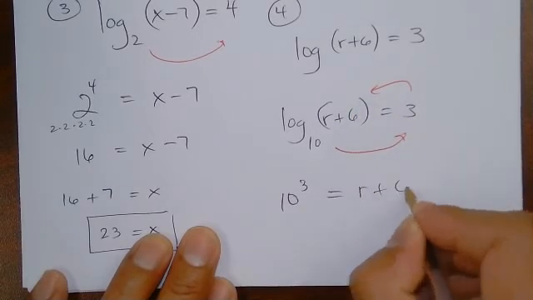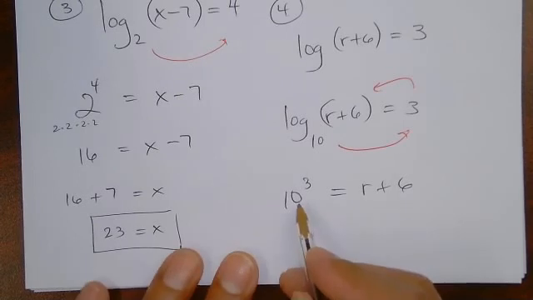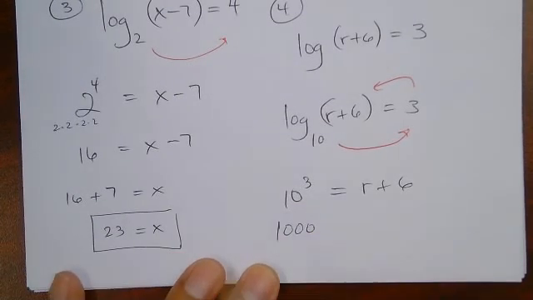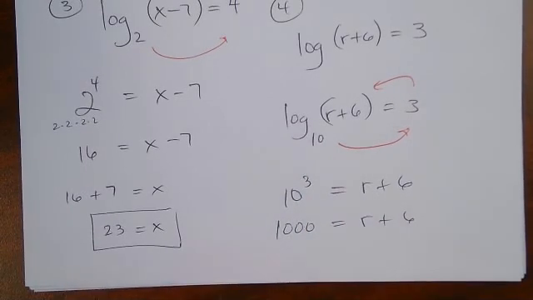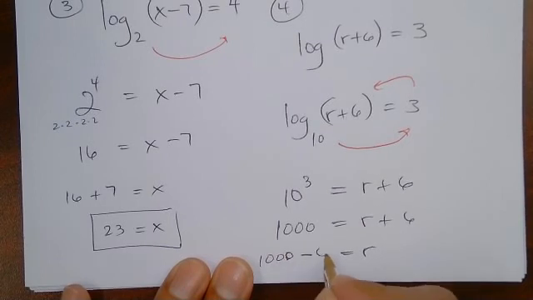10 to the power of 3 is equal to this part over here, r plus 6, yeah? Is that correct? Yeah, that's correct. And 10 to the power of 3, you better not put 30. 1,000. Somebody will put 10 times 3, 30. 1,000 is equal to r plus 6. What's the answer? 1,006? Yes, Quincy? The answer is 1,006?